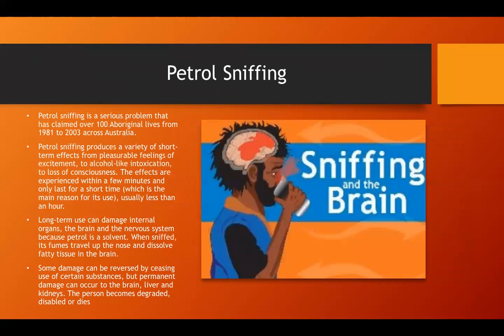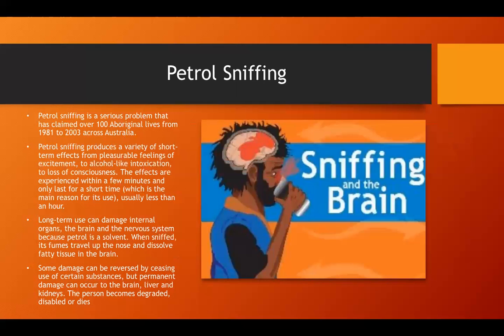Today I'll be more focusing on petrol sniffing and alcohol because there's a lot of information based around petrol sniffing and also alcohol problems in the Indigenous community. So it's quite interesting to have a look at the effects that it has on a community and culture, and also just the effects on the individual.